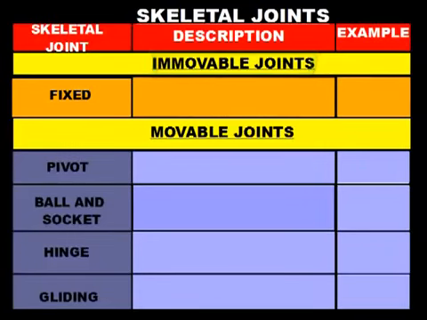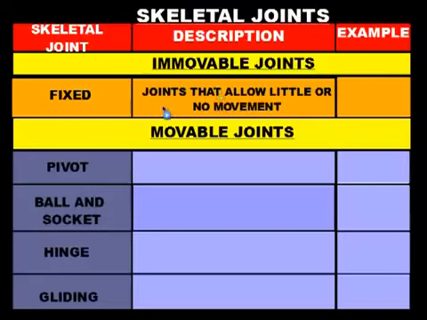There is only one type of immovable joint inside of the body, and that's called a fixed joint. Now, a fixed joint means these are joints that have little or no movement. So two examples where you would find fixed joints in your body include the skull and the pelvis.